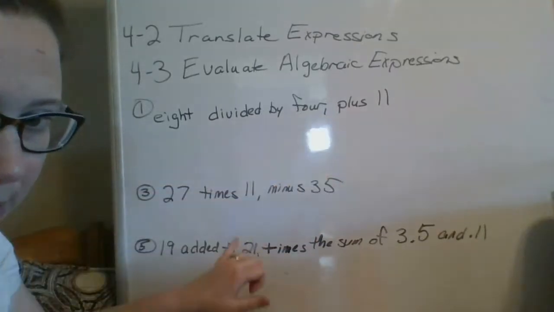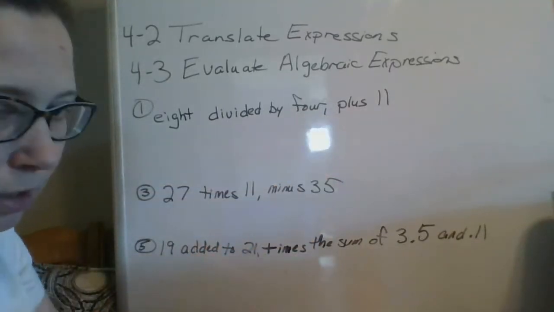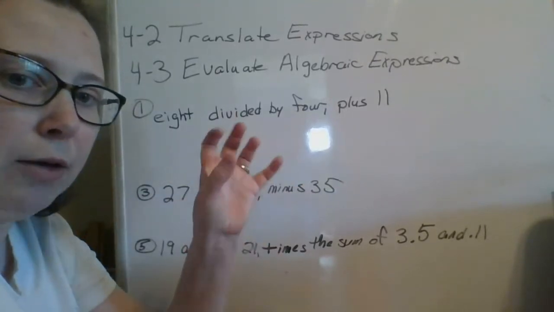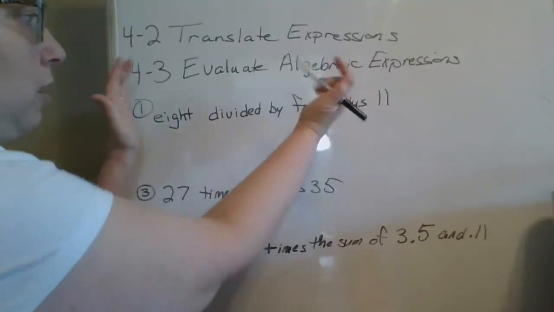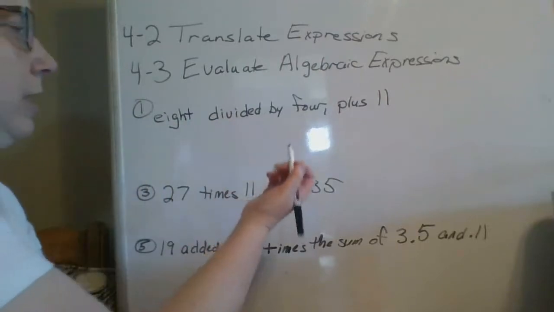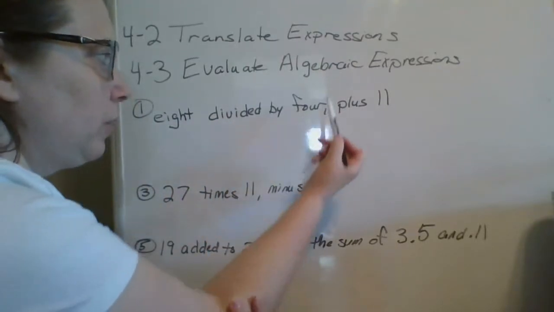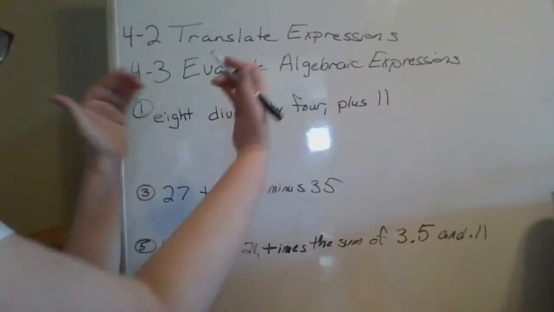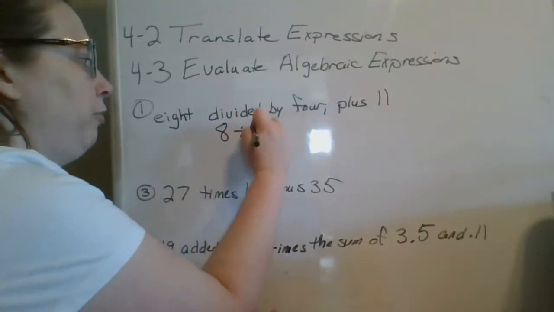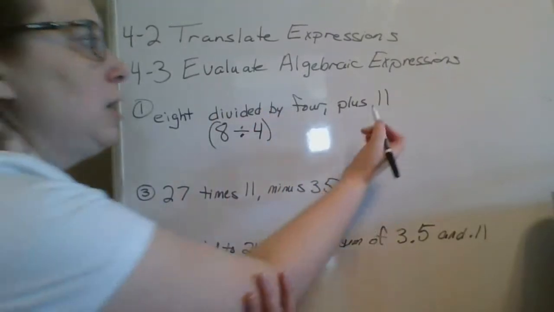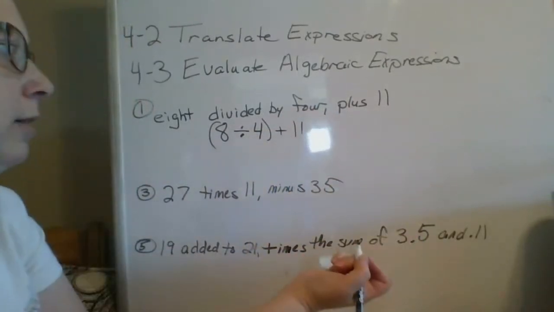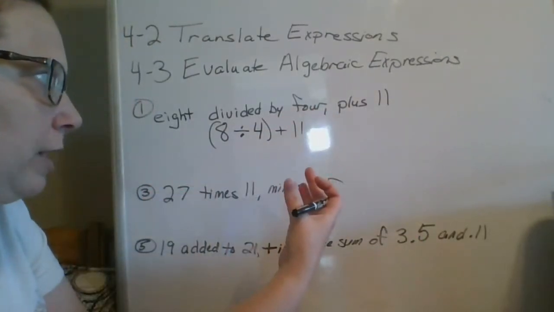Also, notice there are commas in here. The commas, just like in English, the commas in math are very important. What they typically mean is that whatever that comma is grouping together is going to be in parentheses. So if we have 8 divided by 4, comma, that means that 8 divided by 4 is going to be in parentheses. So we're going to say 8 divided by 4 and put it in parentheses, and then it says plus 11. So plus, of course, means add, and we're going to add 11. We have our expression now.